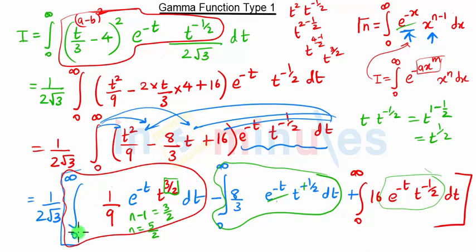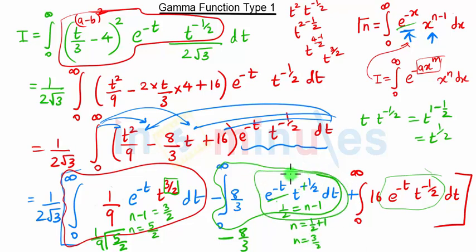So this part is nothing but gamma of 5 by 2, into 1 by 9. And here we have minus 8 by 3 will remain as it is. And here if we compare this equation, here we have half, and half is nothing but n minus 1, because we have x raised to n minus 1, only x is replaced by t. So n will be half plus 1, which is 3 by 2. So this whole term is nothing but gamma of 3 by 2.